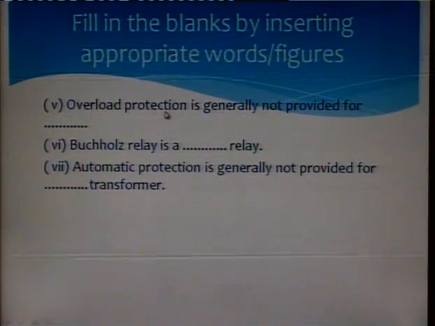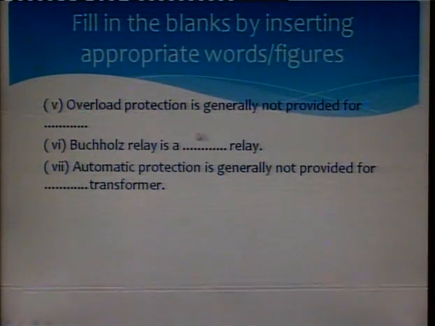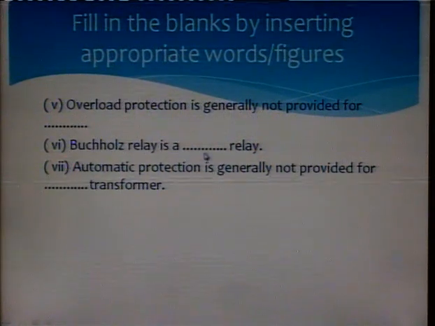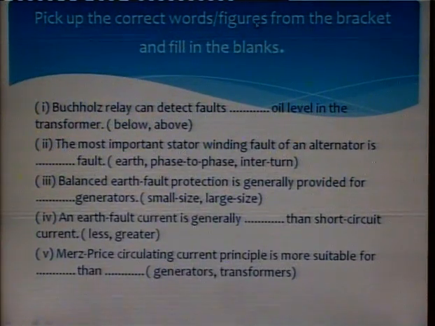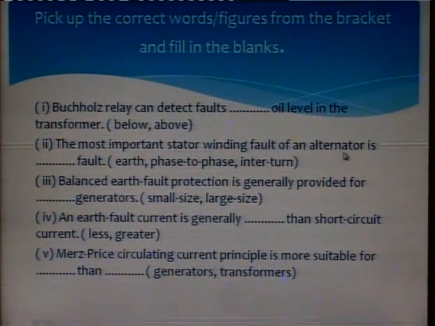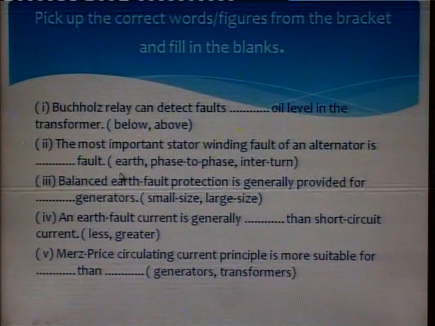Overload protection is generally not provided for generators. The next one: the Buchholz relay is a gas actuated relay. Automatic protection is generally not provided for small distribution transformers. Now pick the right word: the Buchholz relay can detect faults dash the oil level in the transformer. This is below the oil level.